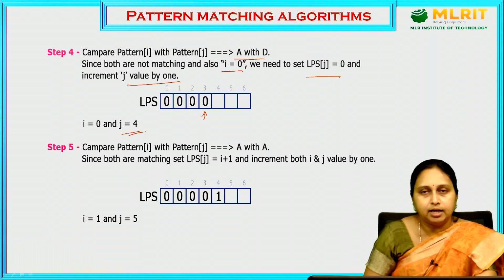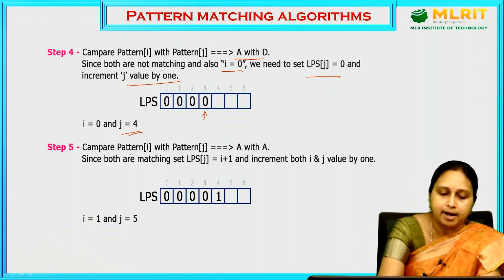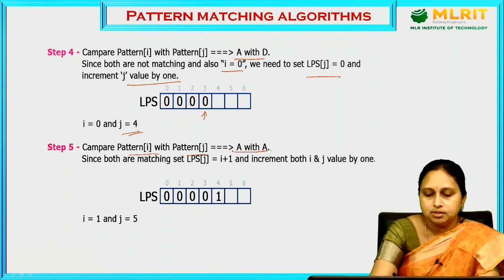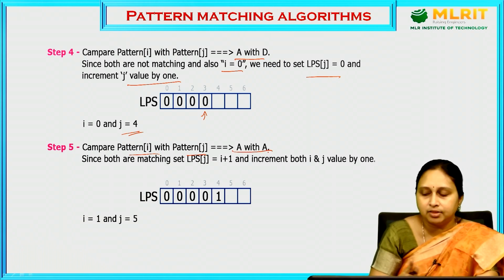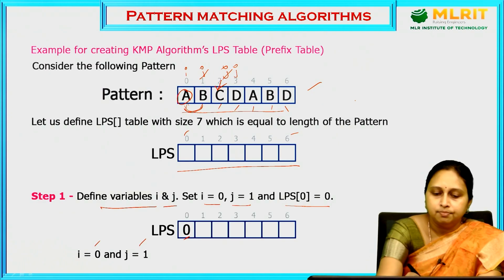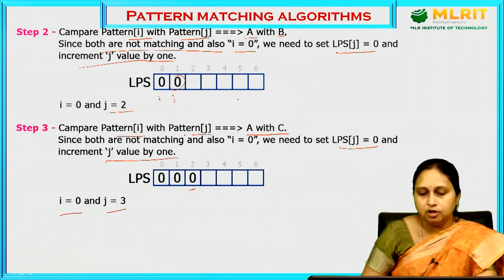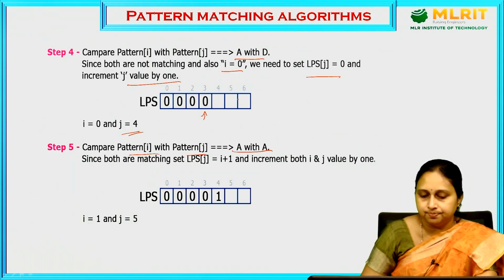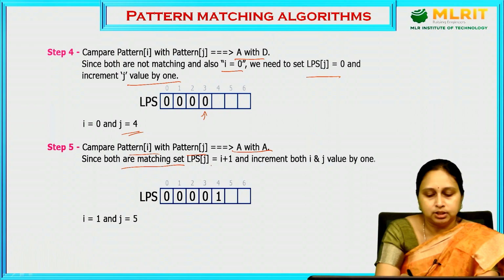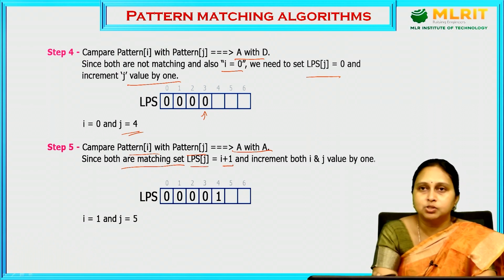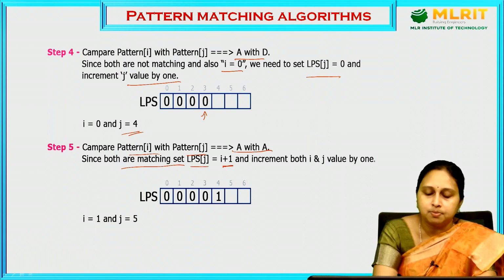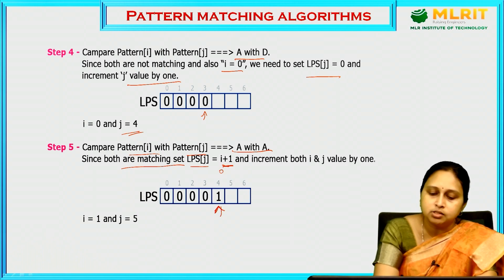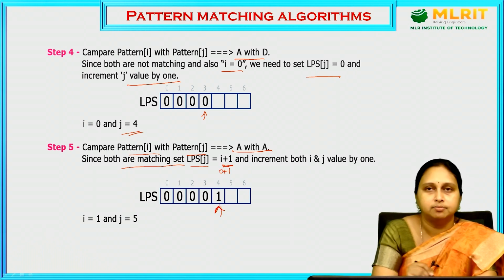Now we are going to check pattern of i and pattern of j, that is a with a. Yes, now we have the match. You can look here, these two are matching. If both are matching, what do we need to do? Both are matching, so LPS of j equals i plus 1. LPS of j is this position, and it should be filled with i plus 1. i is already 0, 0 plus 1 becomes 1.